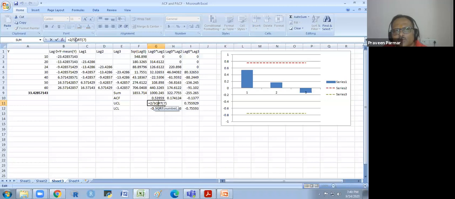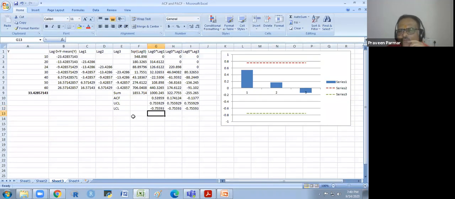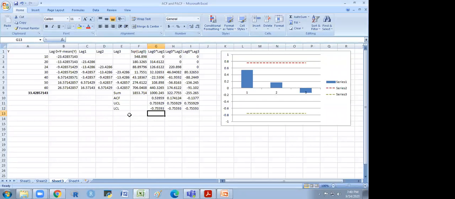This is the formula: 2 by square root of the total number of observations, square root of n. The square root of n is 7. Here it is -2 divided by square root of 7. This is the lower limit we will get. Does that make sense to everyone? Yes, sir. This is for the ACF.